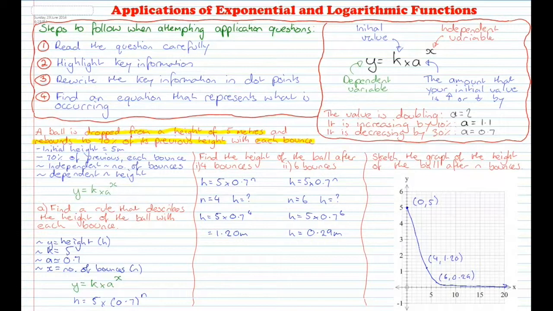Now if we think about this for a little bit, of course the ball is going to come to a standstill eventually and it's not going to continue bouncing, but this graph actually says that it's never going to stop at a height of 0. So of course our rule is limited in the way it can represent what's actually going on, but you can see it's going to have a fair representation of what's actually occurring.